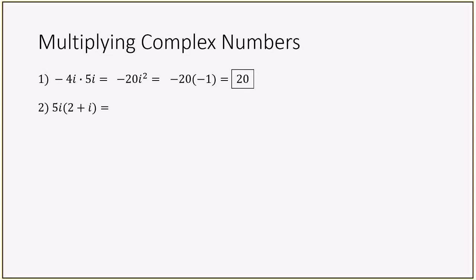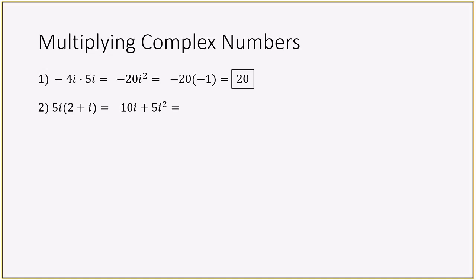Now I'm just going to use the distributive property. Again, I'm going to treat it as though i is just a variable. So I'm going to distribute my 5 to both things inside the parentheses. So 5i times 2 gets me 10i. 5i times i gets me 5i squared.